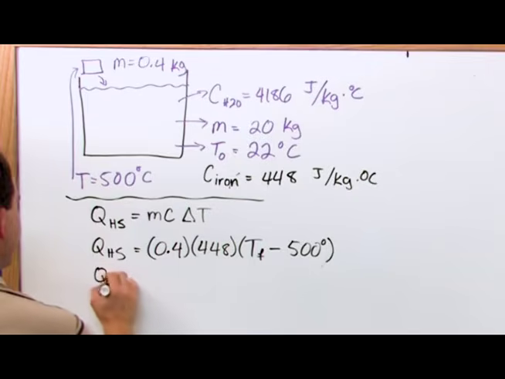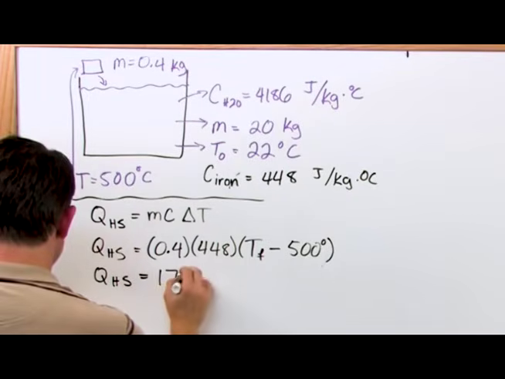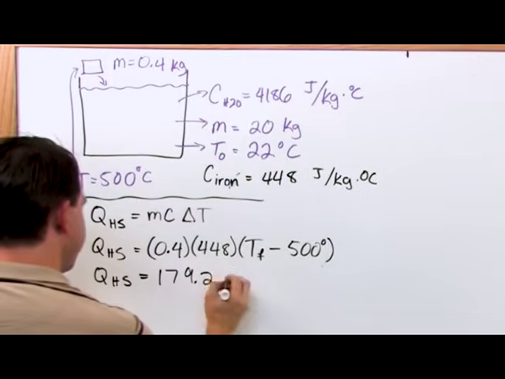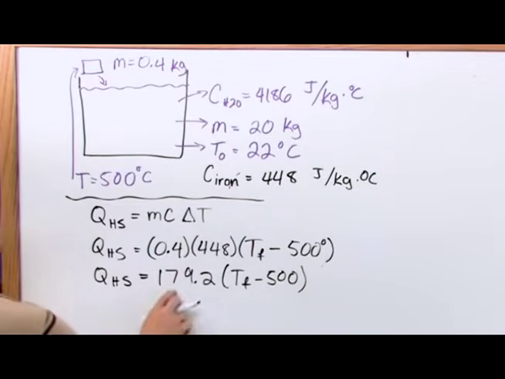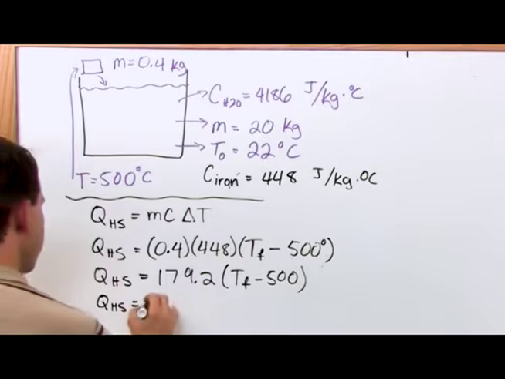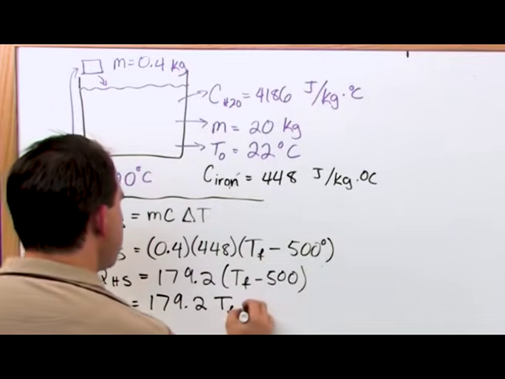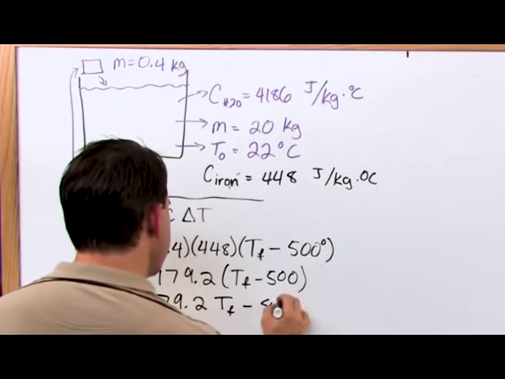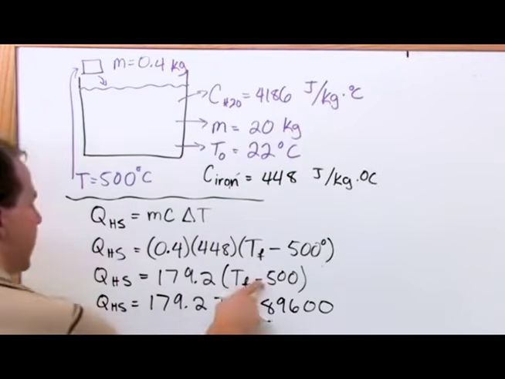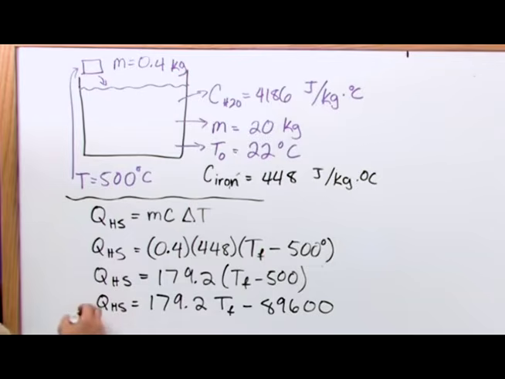Okay, so when you crank through this and simplify it as much as you can, what you're going to have is 179.2 times (TF minus 500). And if you just distribute this in, what you'll have is 179.2 times TF minus 179.2 times 500, which is going to give you 89,600. The minus comes from here. So this is sort of the final relation that we have for the horseshoe. That's what the HS means.